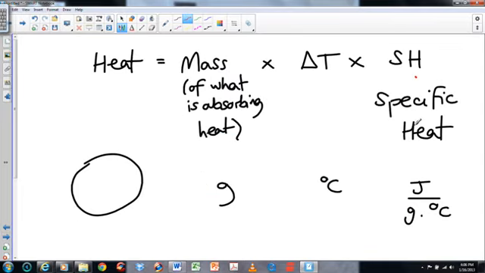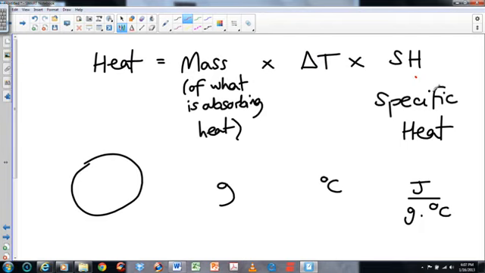You'll notice that when you get things out of the dryer, after it's just gone off, some things are really hot to the touch, some things are not so hot. They have different specific heats and they just feel less hot, more hot. So this is a really important 4-component equation to know. Heat involved is equal to mass times temperature change times specific heat.